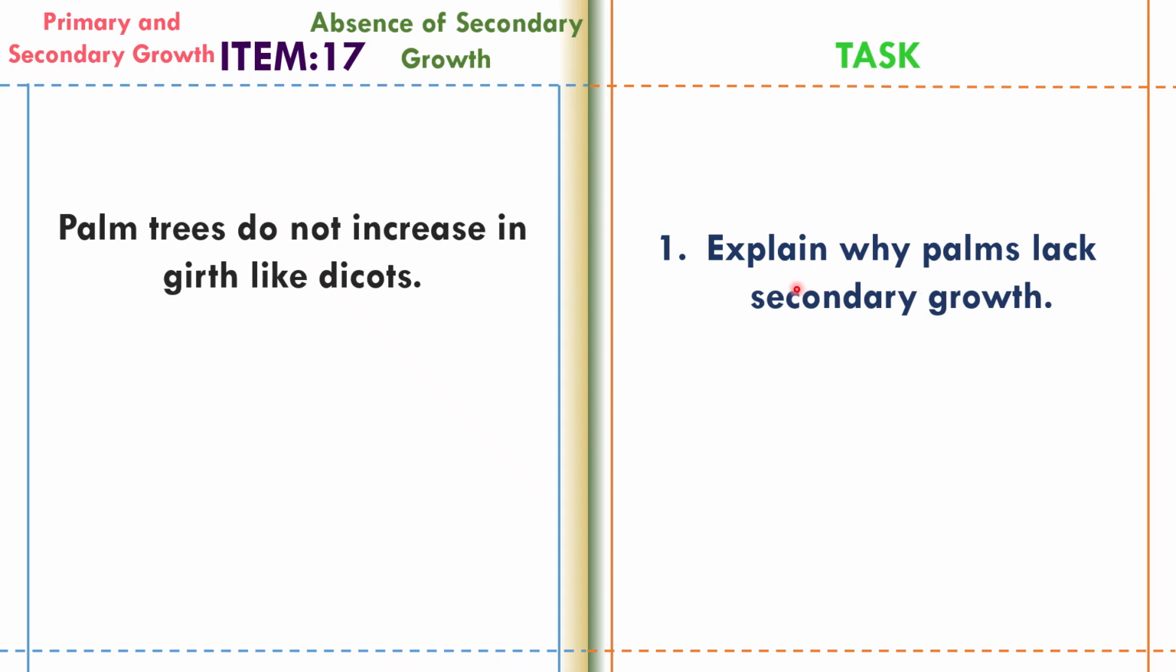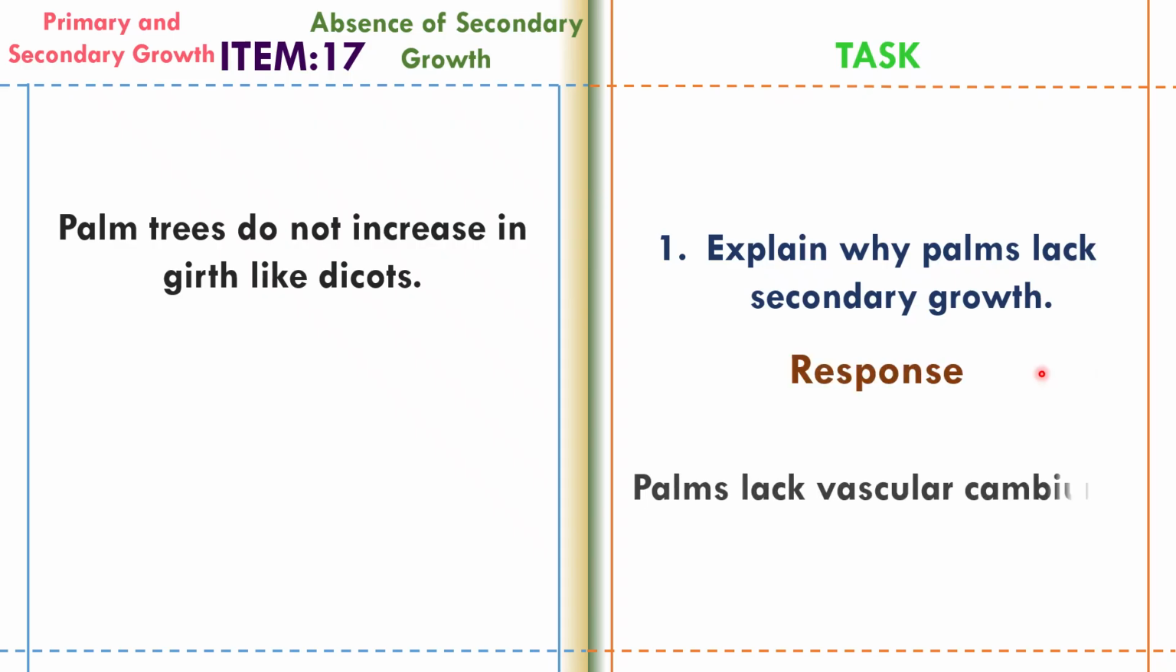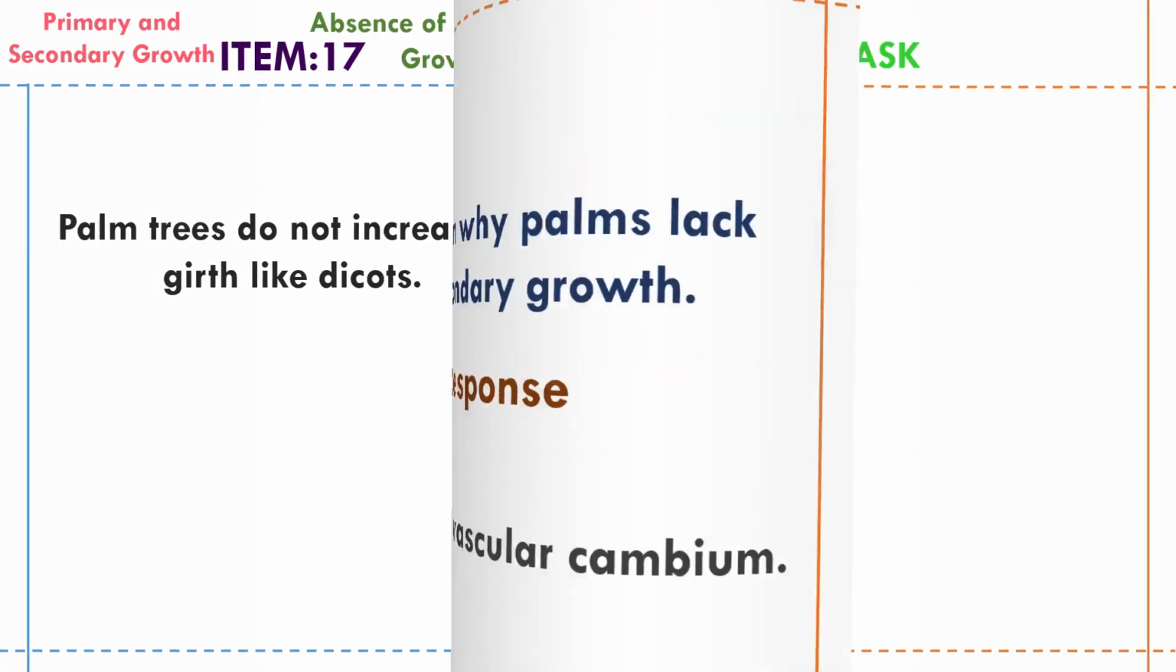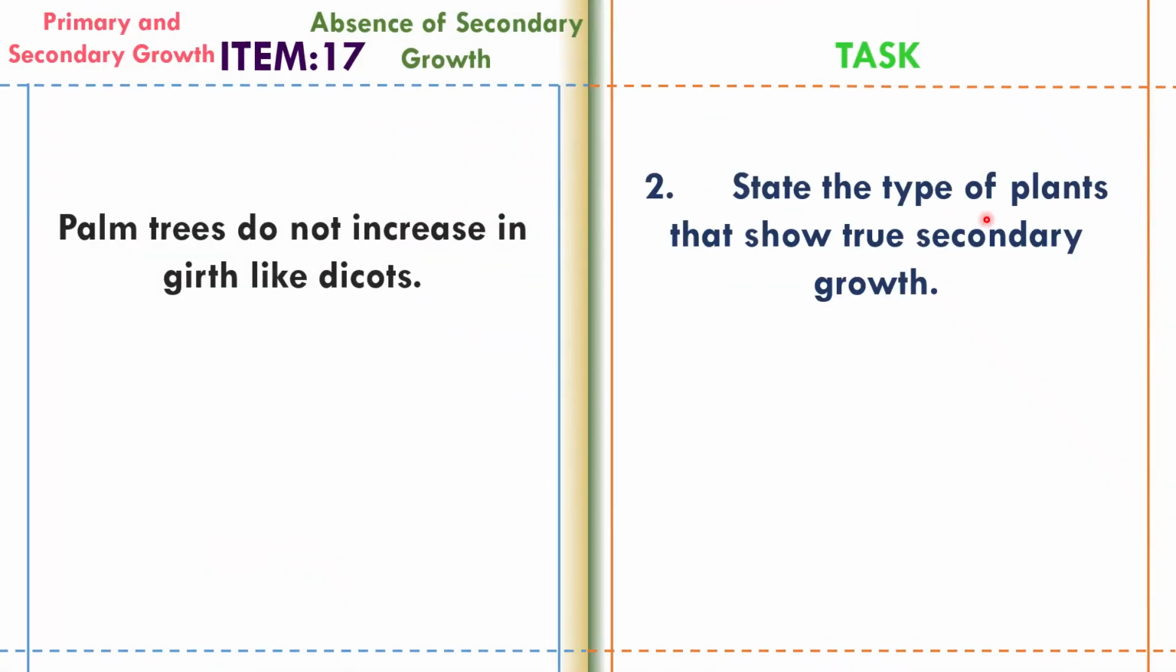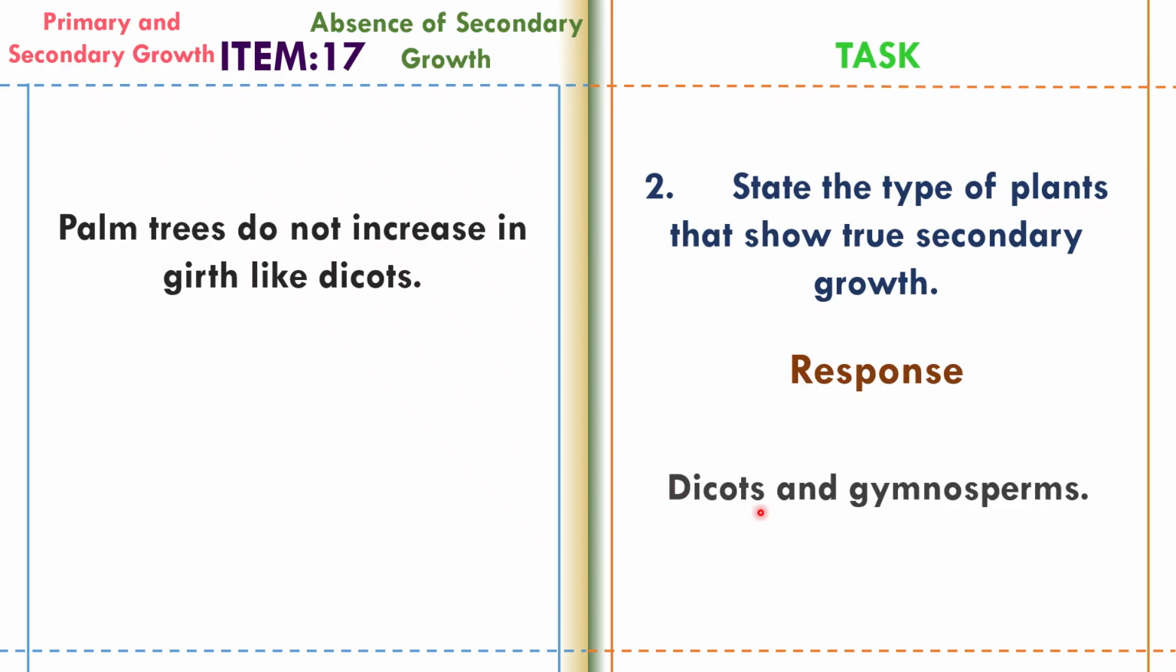Explain why palms lack secondary growth. Palms lack vascular cambium. State the types of plants that show true secondary growth: dicotyledonous plants and gymnosperms.